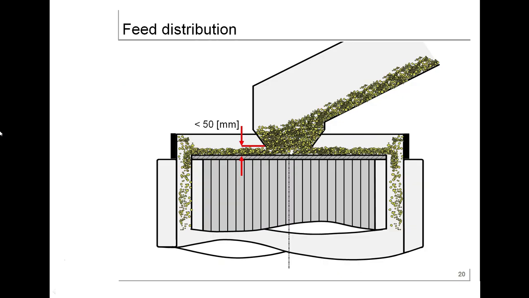Feed distribution: it should be less than 50 mm, meaning the gap between the separator top liner plate and the chute should be less than 50 mm.